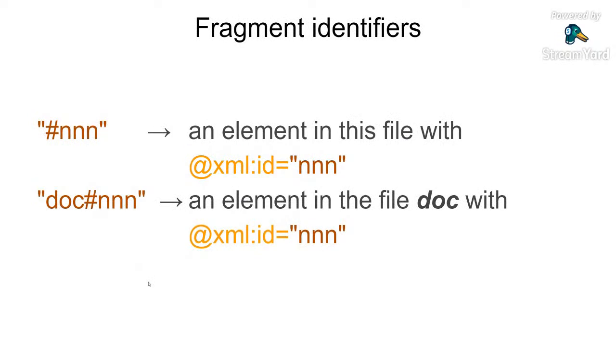And whenever we are pointing to these identifiers, here is a little clue for us. If we only have the hash sign here as the pointer, that means that we're pointing to an element that is contained within this file that has the xml:id attribute. And if we have something before the pointer, that means that we are referencing an element in that file, in this case, a file called doc, that has this xml:id attribute. And that is how we reference and attribute responsibility.